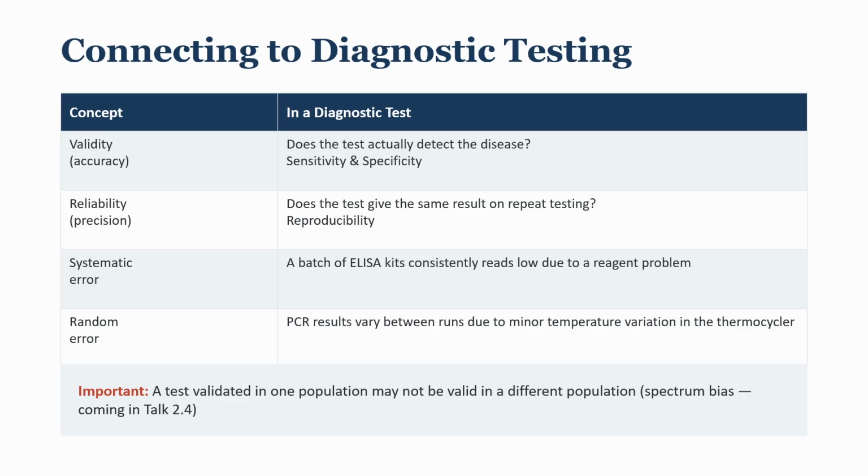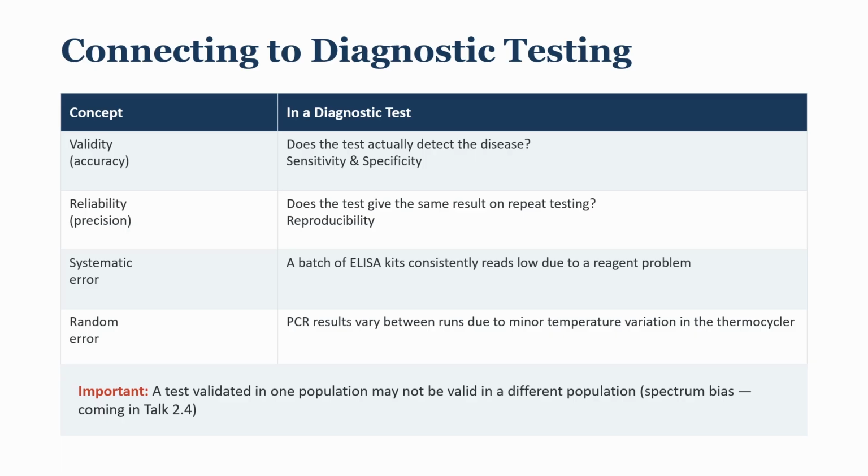A test with high sensitivity and specificity is a valid test. It's measuring what it claims to measure. Reliability in a diagnostic test corresponds to reproducibility. If you run the same sample through the same test twice, do you get the same answer? A test that gives inconsistent results on repeat testing of the same sample has a reliability problem. Its results can't be trusted as individual data points.